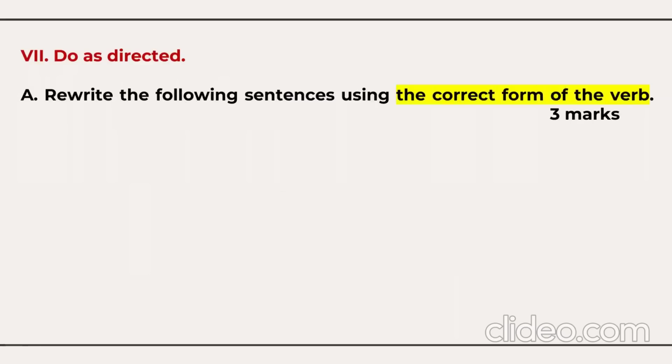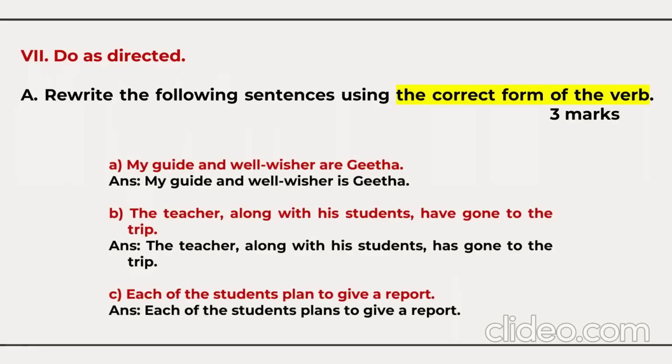Next, you have here correct form of the verb, right? Correct form of the verb, subject verb agreement. You have a topic called concord, subject verb agreement. Here, 3 questions will be given. You need to find the correct form of the verb.